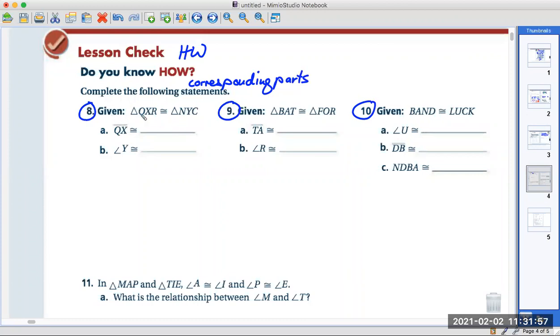They will come up. Given triangle QXR is congruent to triangle NYC, therefore QX, this part has to be congruent to what in the second one? You fill in the blank. Angle Y, this angle has to be the same as what angle in the first one? You fill that in. So that's how these are. Notice these two are triangles. This is a four-sided figure. These two are four-sided because we got four corners, four letters.